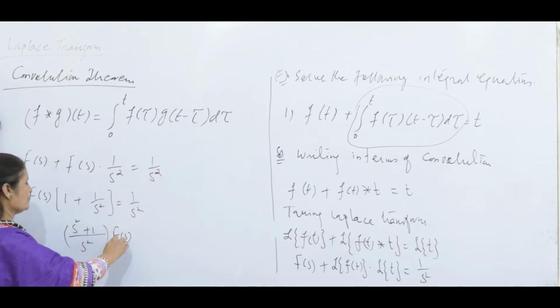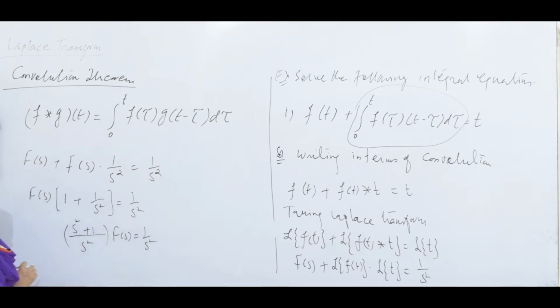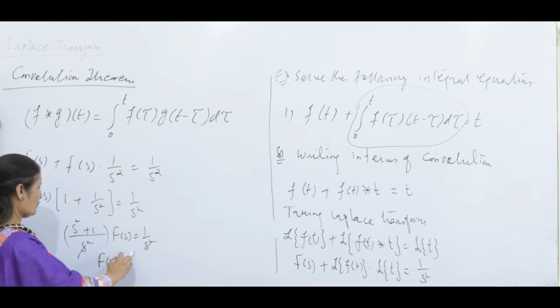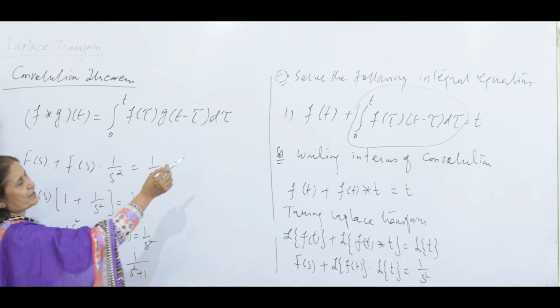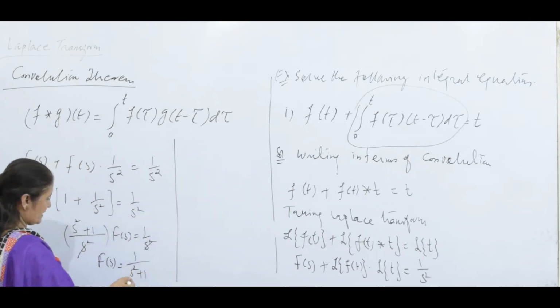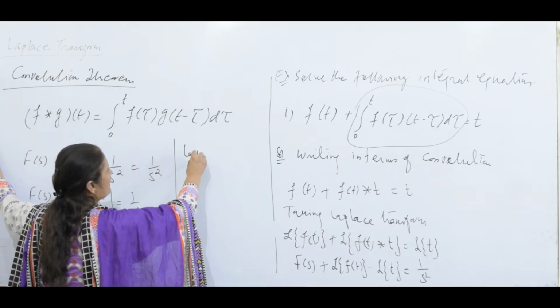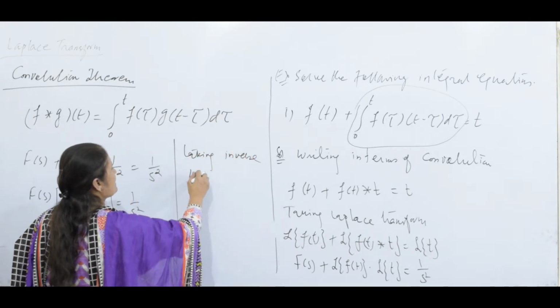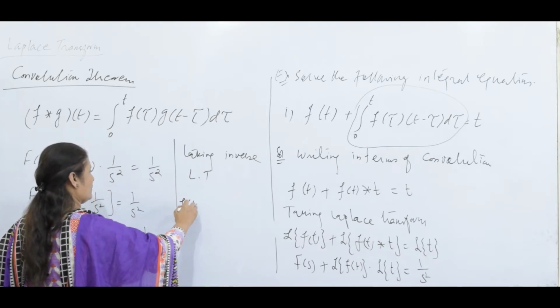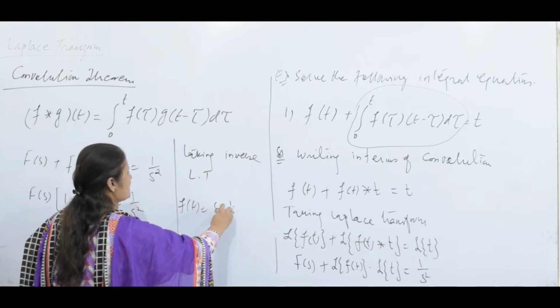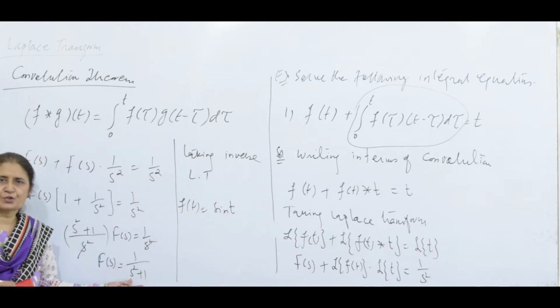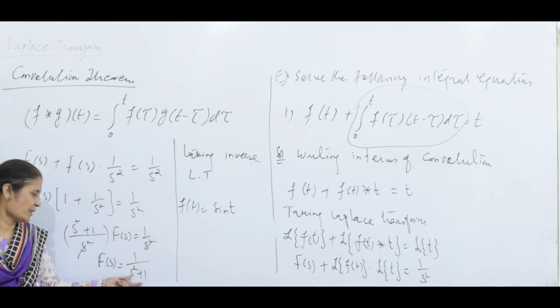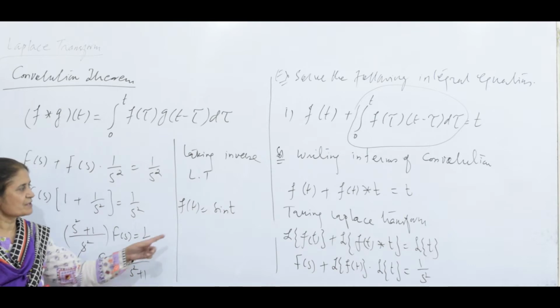F(s) is equal to 1 over s squared, times s squared over s squared plus 1. The s squared cancels, so capital F(s) is 1 over s squared plus 1. Since our function is in t, we have to find the answer in terms of t, so taking the inverse Laplace transform, f(t) is sin t, because you know the Laplace of sin t is 1 over s squared plus 1, and taking the Laplace inverse, this will be sin t.